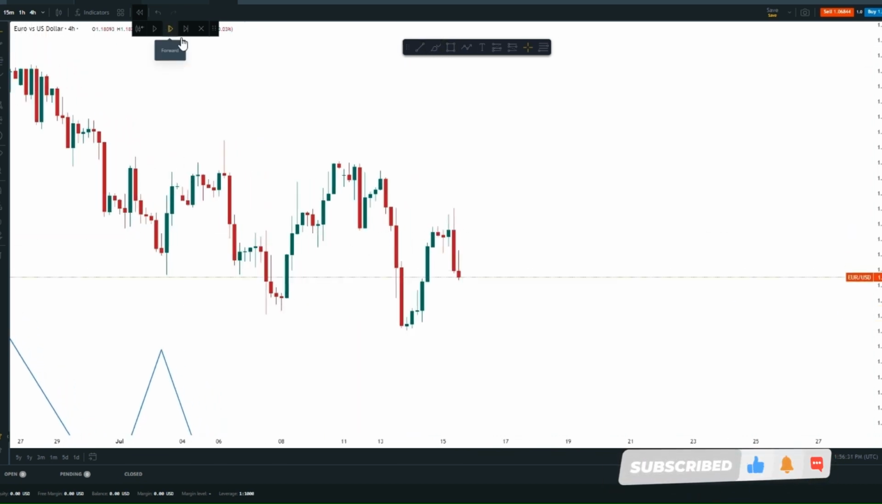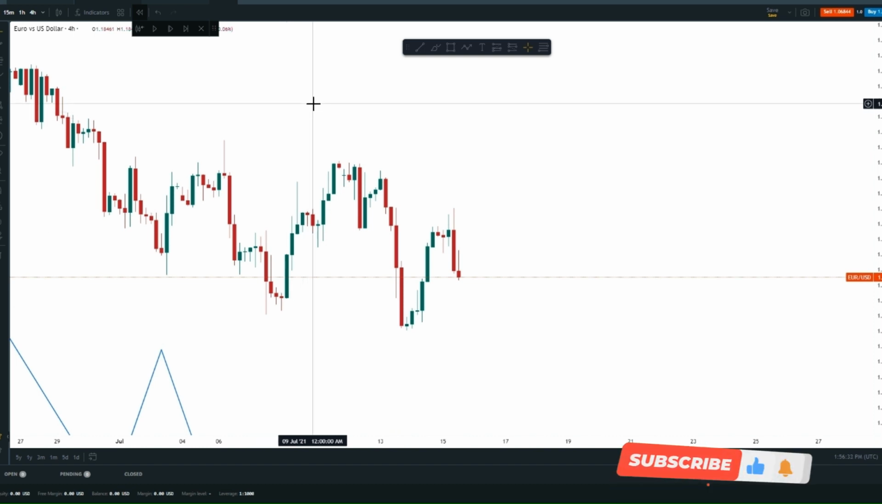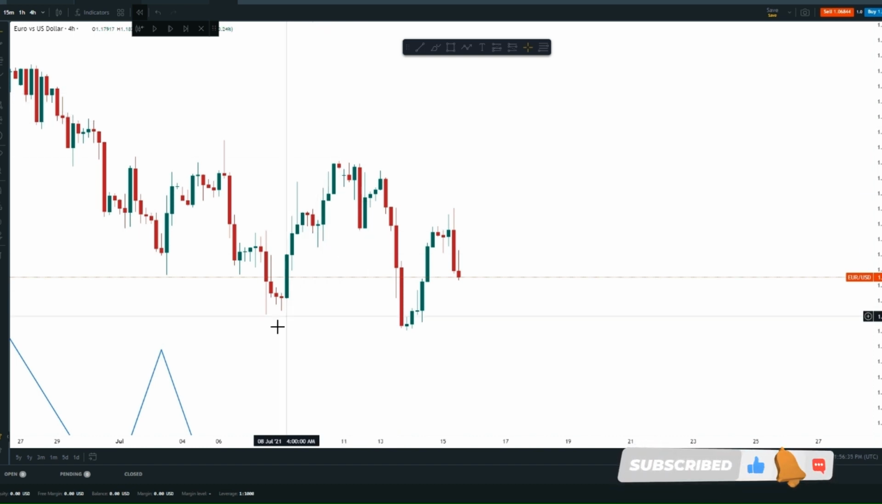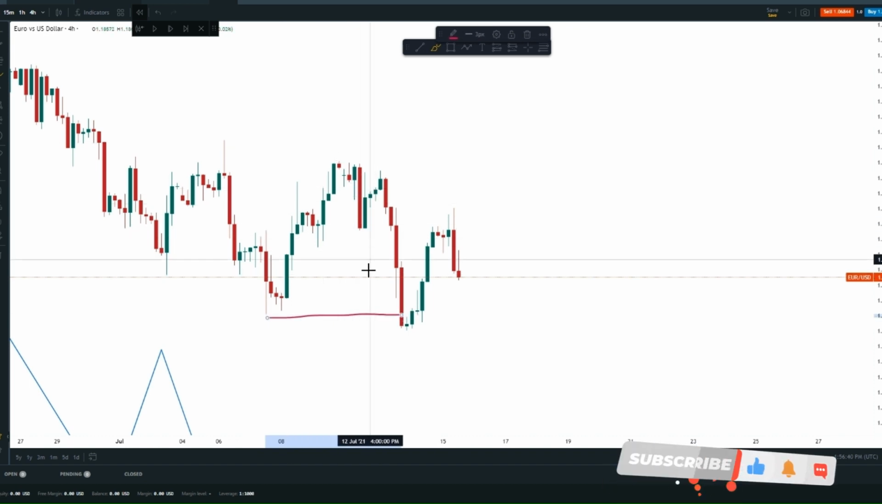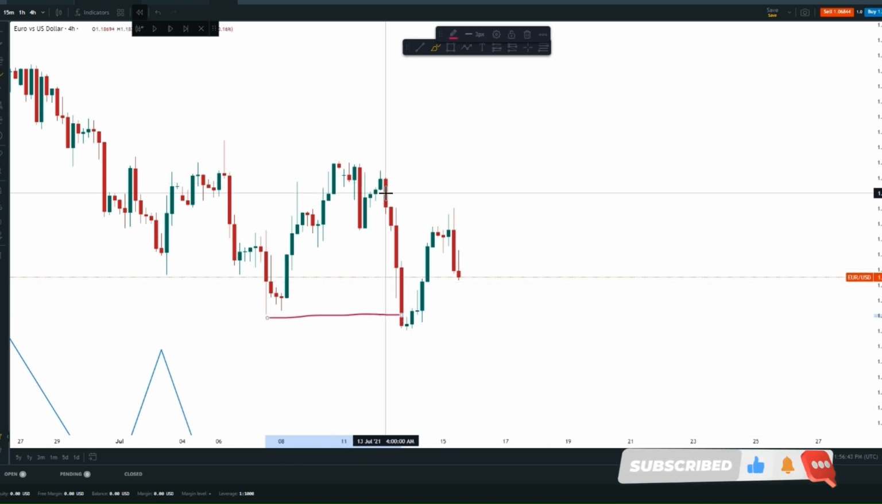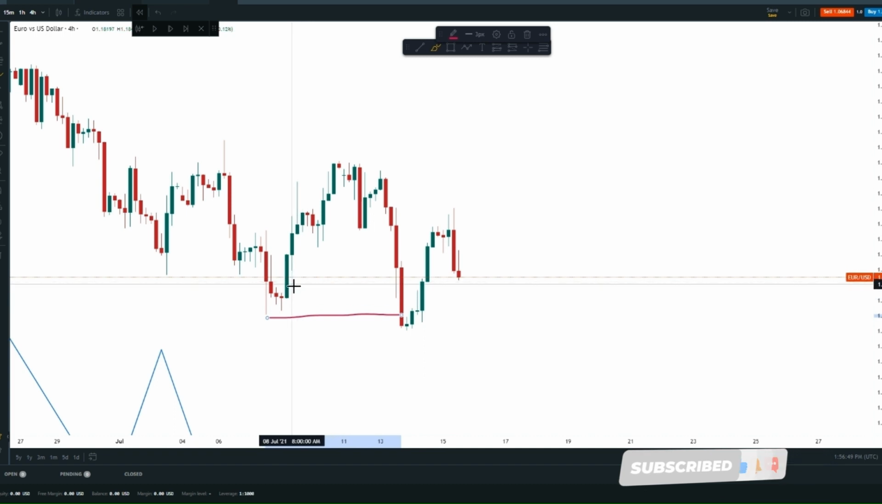And how do I tell you if price wants to change from one trend to another? By either creating your double bottom or double top, as the case may be, and then secondly breaking structure in the opposite direction.